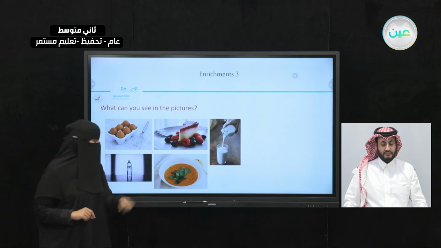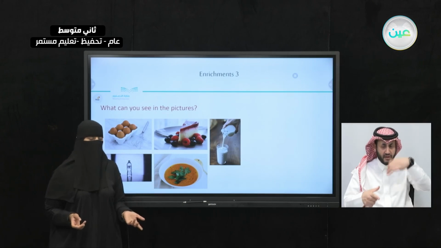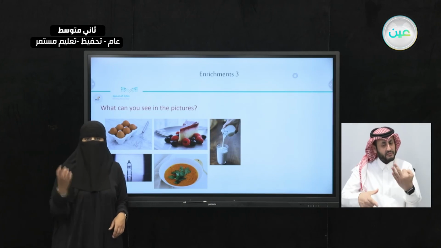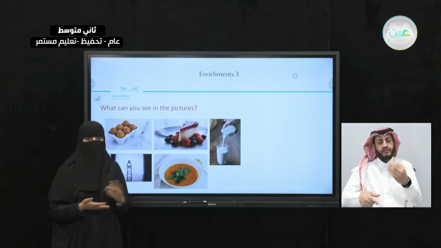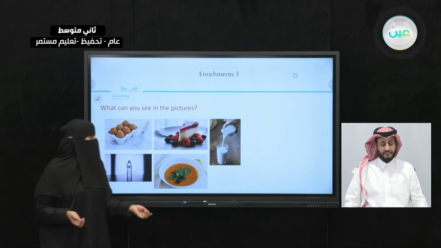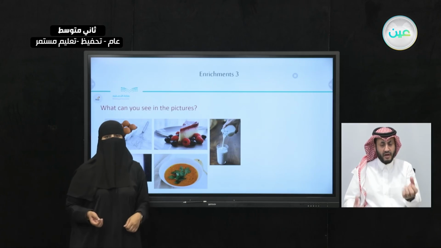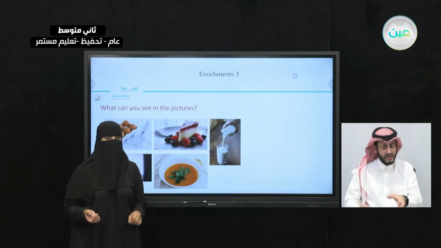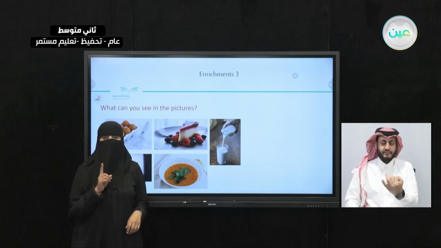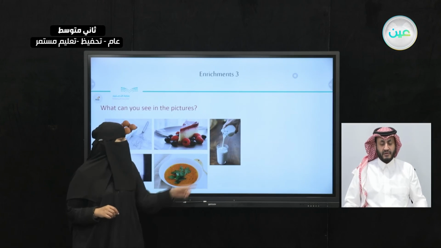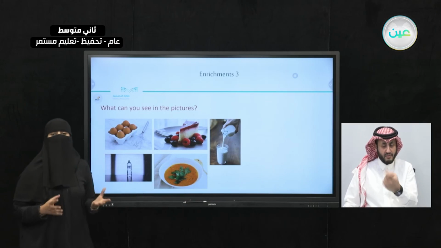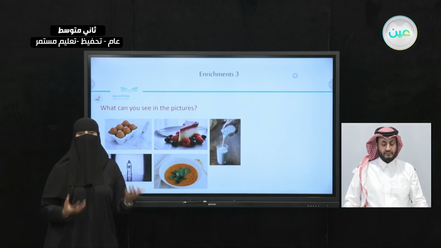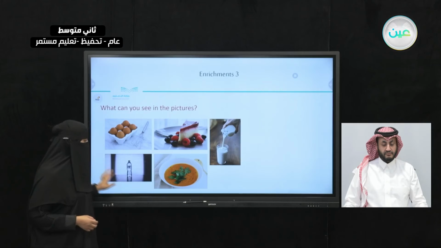Now, how about this one? Can you see the soup? So I can see a bowl of soup. I can count the bowls of soup, but I can't count the soup itself. Now, how about the milk? I can't count the milk, but I can count the glasses of milk. I can see a glass of milk. See? Now, we can use words of quantity to describe pictures or to order things from a menu.